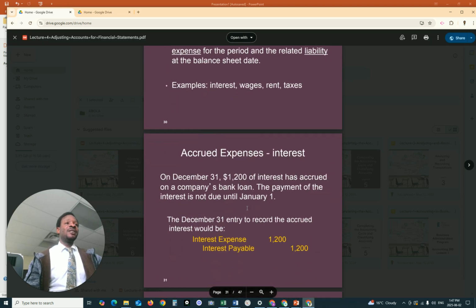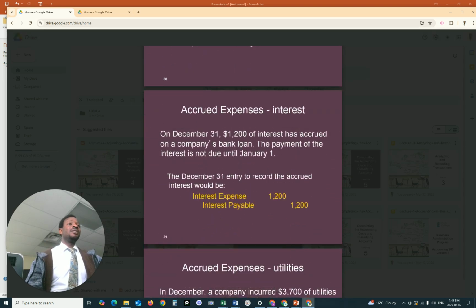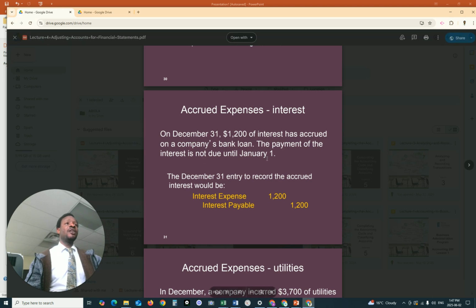Accrued expense, example, on December 31, 1,200 of interest has been accrued on a company's bank loan. The payment of the interest is not due until January 1. So the December 31 entry to record is interest expense 1,200. It's an expense. Expense is always debited. But because you have not paid it, it is an interest payable account. This is an accrued interest account. So it is interest payable, which is a liability. You are owing it, but it is already incurred.